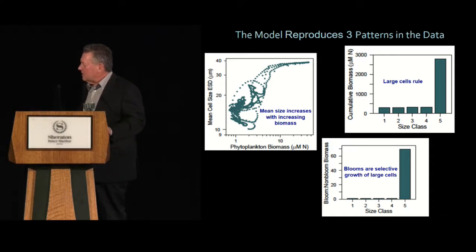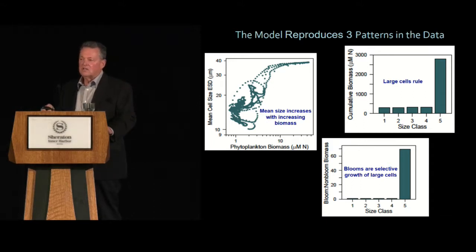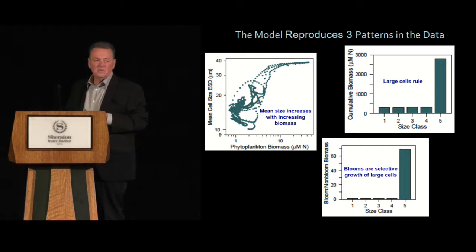And the reason for that is that these blooms are largely selective biomass growth of the largest size class. So the fact that the model reproduces these fundamental size-based patterns gives me at least a little bit of confidence that we can keep playing with this model.